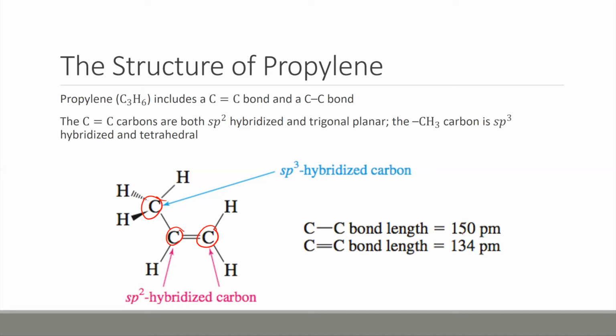Again, when we look at bond length differences, we see that double bonds have a much shorter bond length between the carbons as opposed to carbons involved in a single bond. So this carbon here to this carbon here, the single bond, is much longer than our double bond.